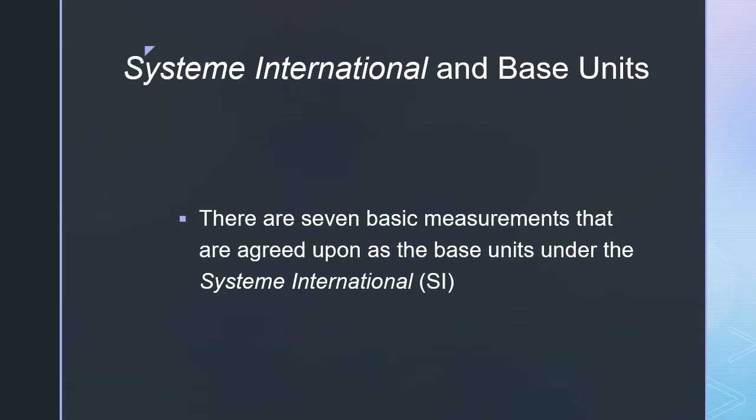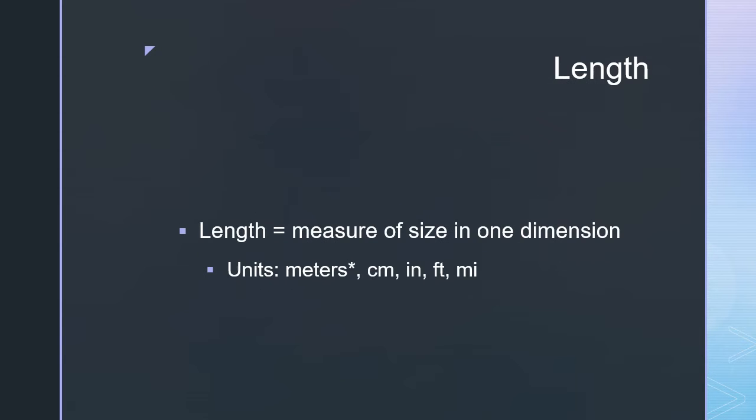There are 7 basic measurements and their accompanying base units that have been agreed upon by the Système International, or the SI system. Basically, a bunch of scientists got together and decided to come up with some standards. We will now take a look at what those 7 basic measurements are.